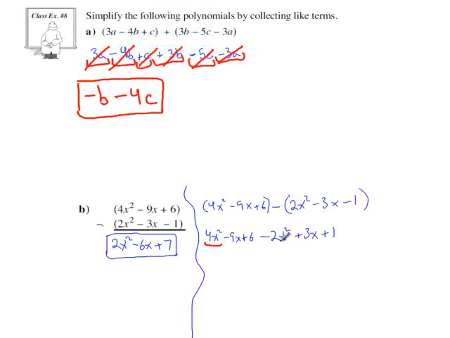So look for your x squared terms. I see a 4x squared and a negative 2x squared. So 4 minus 2 is 2, so that's 2x squared. Those are gone. Then you look for your x terms. So there's a negative 9x and a positive 3x. Negative 9 plus 3 is negative 6. So that's a minus 6x. And last, you look for your number terms. So you get a positive 6 and a positive 1. 6 plus 1 equals 7. So plus 7. You get the same answer either way you do it.